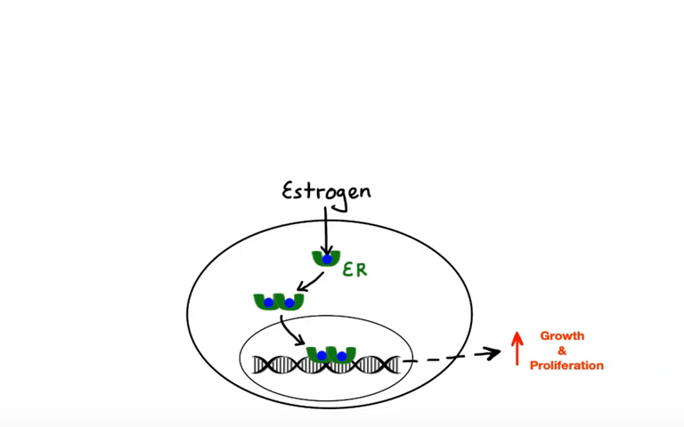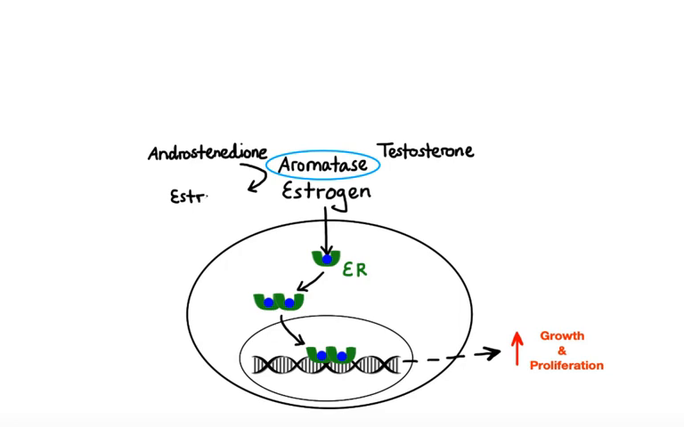So the first and the most direct method to reduce the amount of estrogen in the body is to simply interfere with its production by targeting an enzyme called aromatase. The aromatase enzyme is substantially concentrated in adipose and hepatic tissues, and is also found in elevated concentrations in breast cancer. It is primarily needed for the conversion of androstenedione and testosterone to estrone and estradiol respectively.